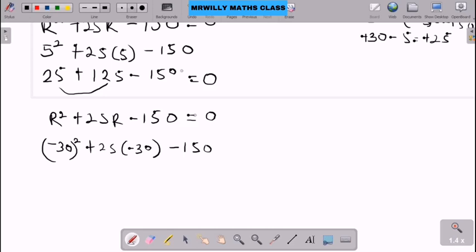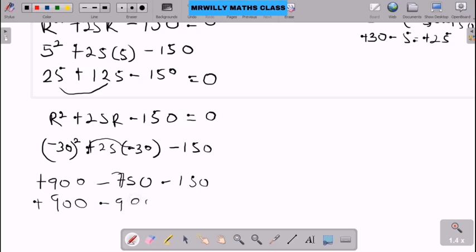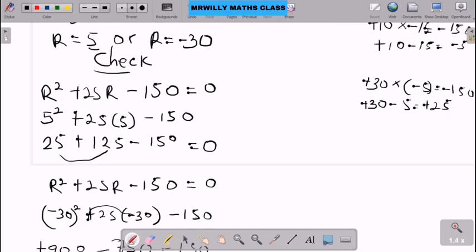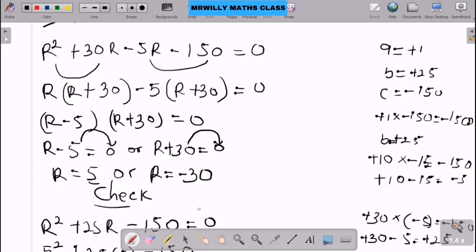It should give us 0. So minus 30 times minus 30, that will be plus 900. Now, plus 25 times minus 30 will give you minus 750, minus 150. You see that? Plus 900 minus 750 minus 150, that will be minus 900. So plus 900 minus 900 will give you 0. This shows that both plus 5 and minus 30 are the roots of this quadratic equation.